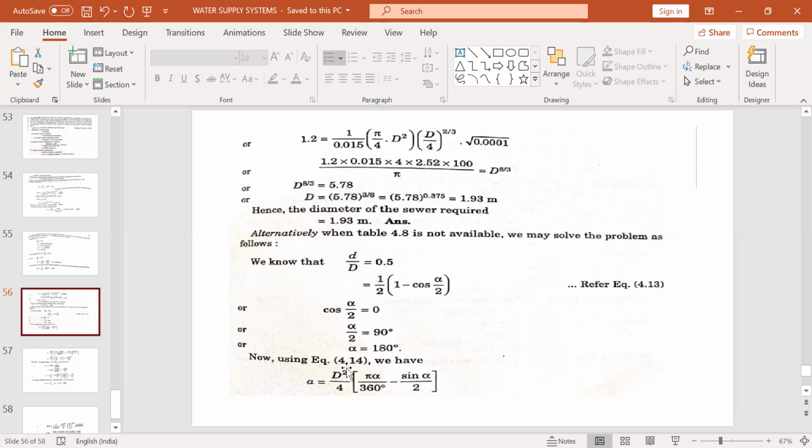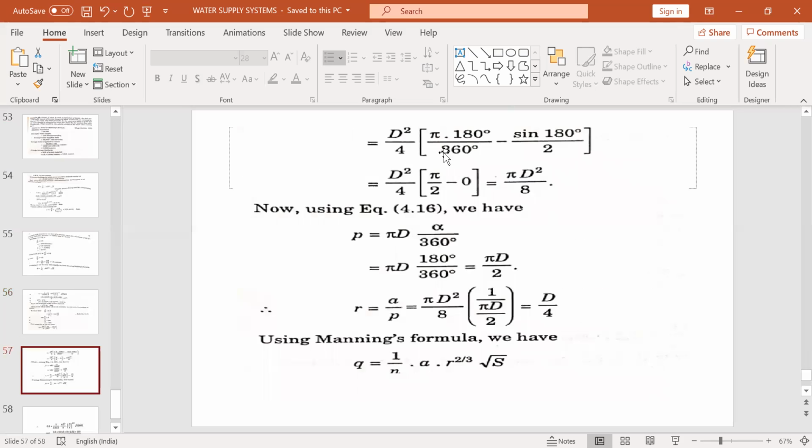So now you know what is the equation, small a, D square by 4. Yesterday in the last video we have discussed, A is given by D square by 4 into pi alpha by 360 degree minus sine alpha by 2. So in this equation, simply put what is the value of alpha. Okay. So D square by 4, here we have put alpha. Alpha is 180 degree. We have put this pi alpha sine alpha, and from this equation we get this value as pi D square by 8. Okay. So this is the equation.